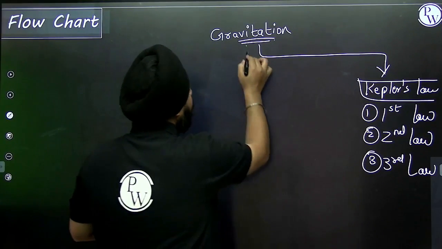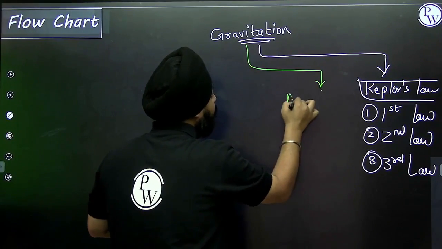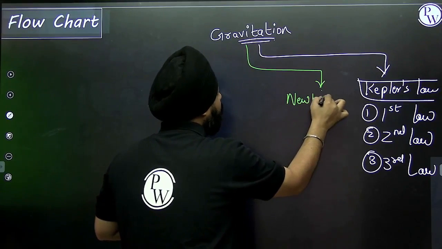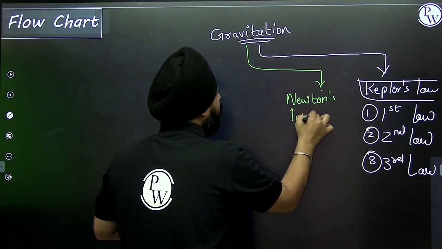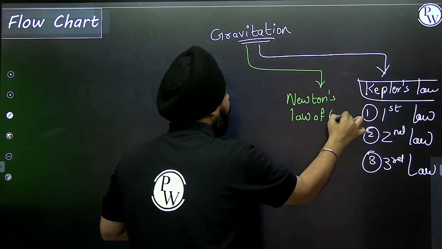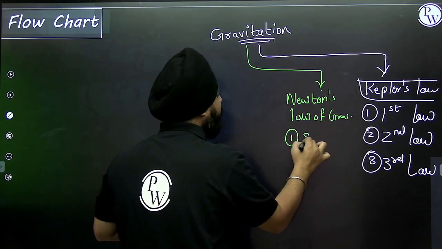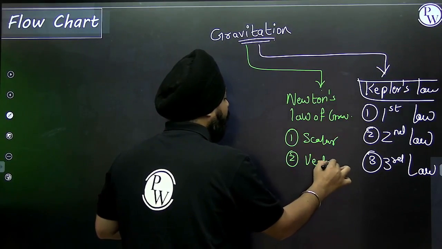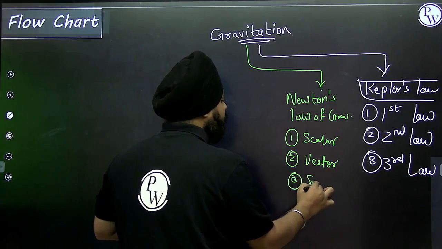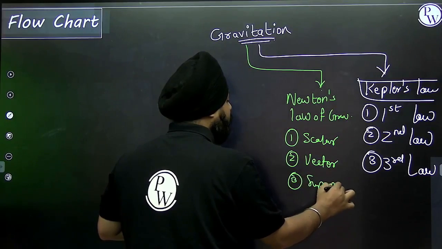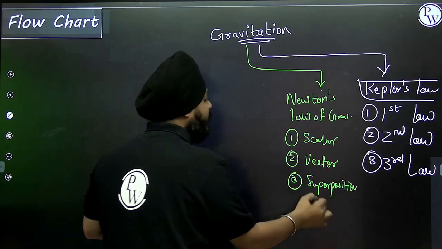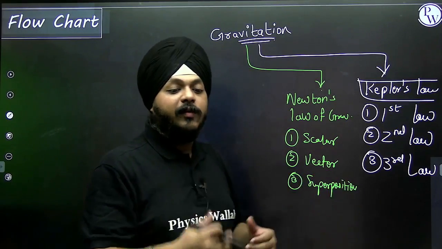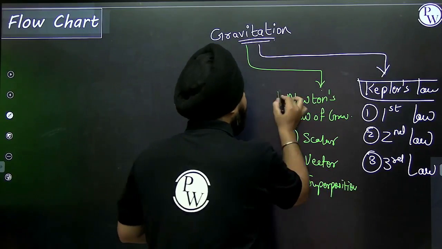Now let's move on to the next part: Newton's law of gravitation, in which we are going to deal with the scalar form and the vector form. With this we are going to deal with the superposition principle, in both the scalar and the vector form. So this is the second part.